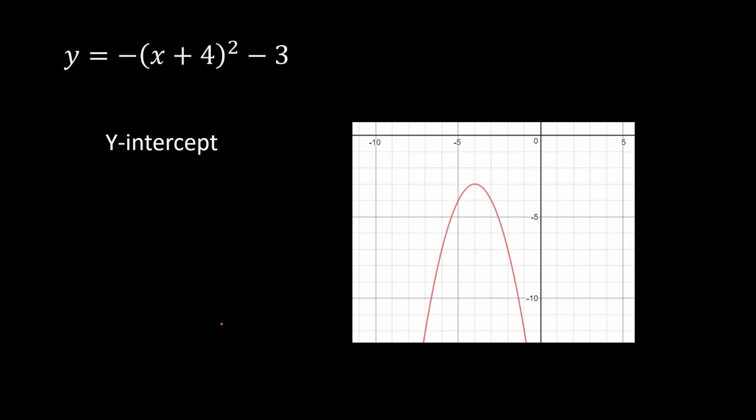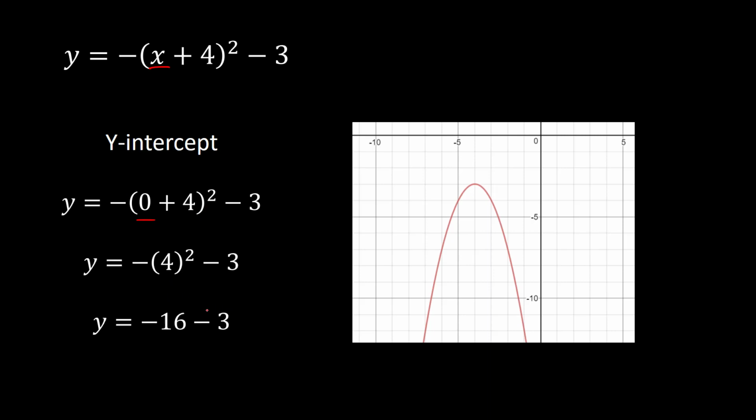And then the y-intercept is where it crosses the y-axis, and on the y-axis, x will be 0. So plug a 0 in for x and solve. We get 4 squared is 16. So we have negative 16 minus 3, which gives you a negative 19 as my solution.